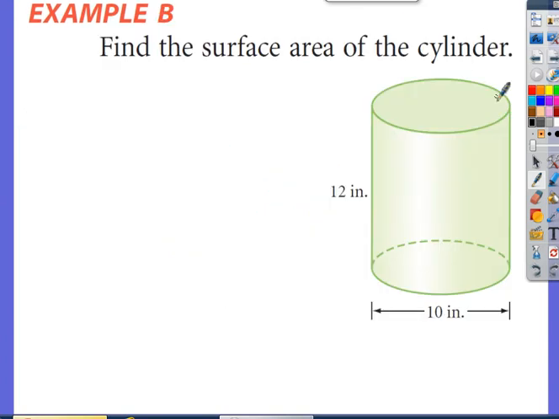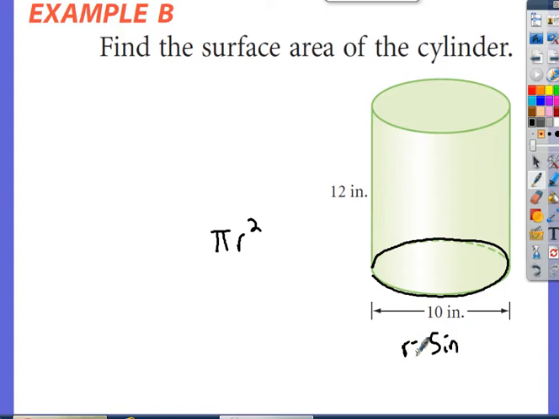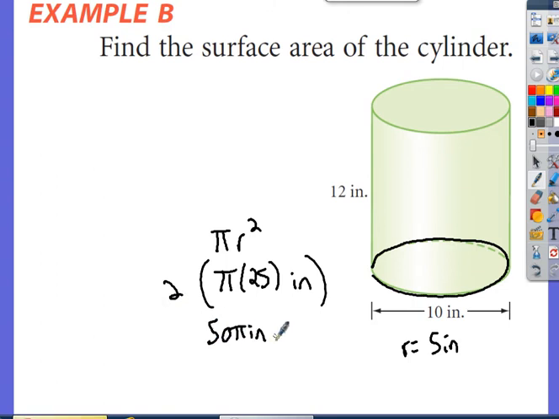I'm not going to do a ton of examples. Find the surface area of the cylinder. Okay, it's the same thing. You're going to have to find the area of the circle, which is pi r squared. And r is half of 10, so r equals 5 inches. So it's pi times 25, and that's in inches. And there's 2 of those, so you have to multiply it by 2. So you end up getting 50 pi inches for this circle and for that circle.